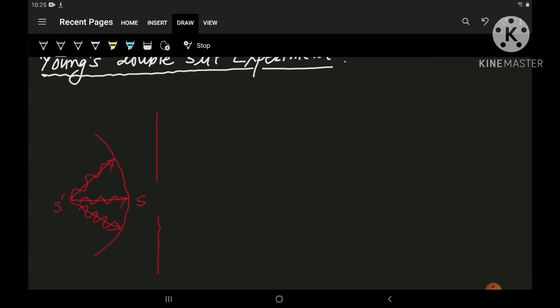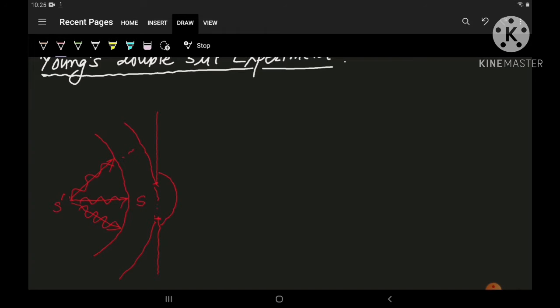Now what will happen when this wavefront is incident on slit S? Suppose this wavefront is allowed to be incident on slit S. In this portion, due to the Huygens principle, wavelets are produced. That's why from this transparent part, again the secondary wavefronts are produced. So suppose this is the secondary wavefront.